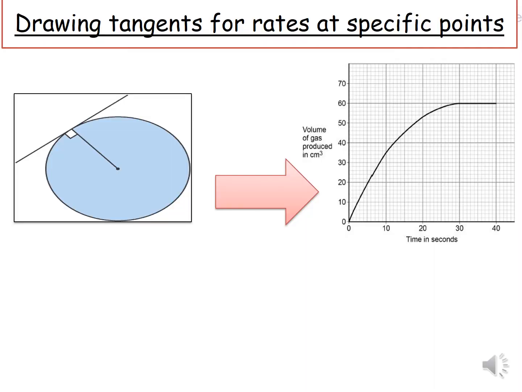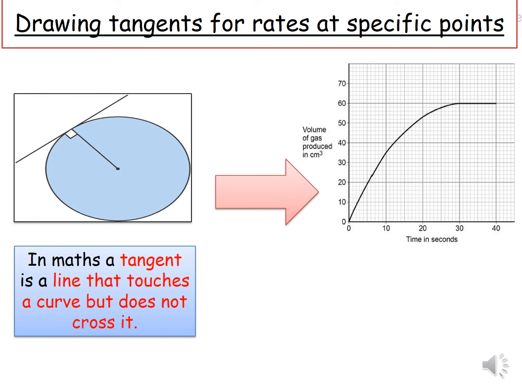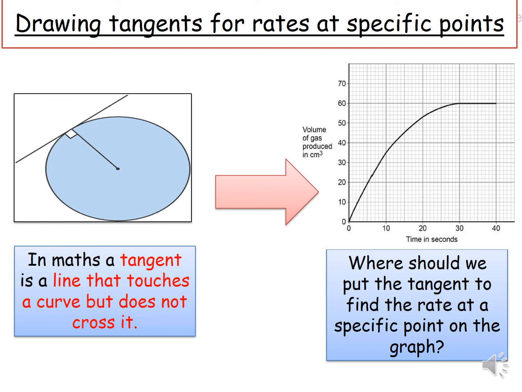To draw tangents for rates at specific points, it is similar to what you would do in maths. In maths, a tangent is a line that touches a curve but does not cross it. Now, looking at our graph, where should we put the tangent to find the rate at a specific point on the graph? Pause the video, think about it.